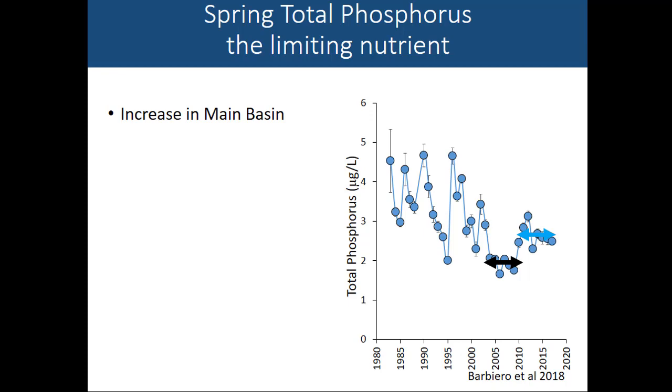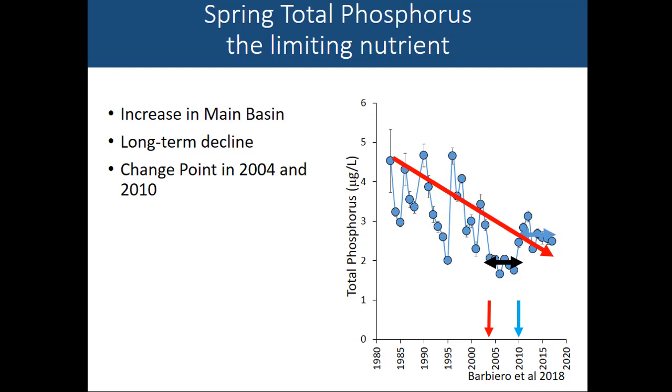If it's blue, it means that there's a significant increase towards higher productivity of the lake. If it's red, it's a significant decline towards lower productivity of the lake. And here we see there is a significant increase in spring total phosphorus from this period to that period. There is, of course, clearly a significant decline in the long term.